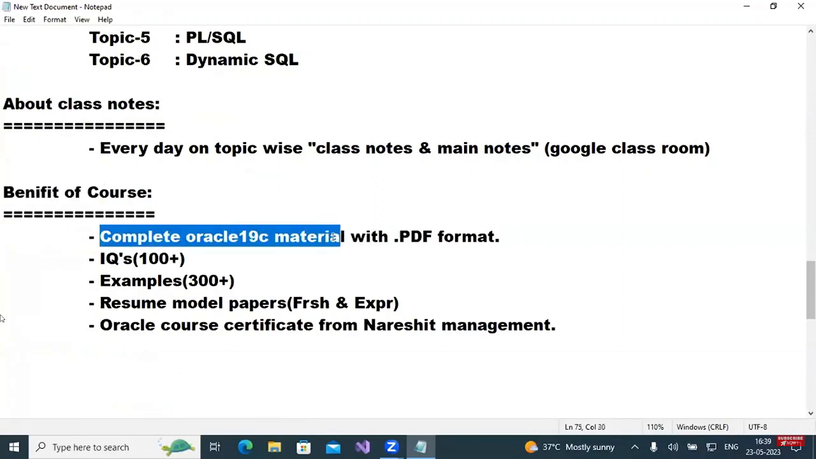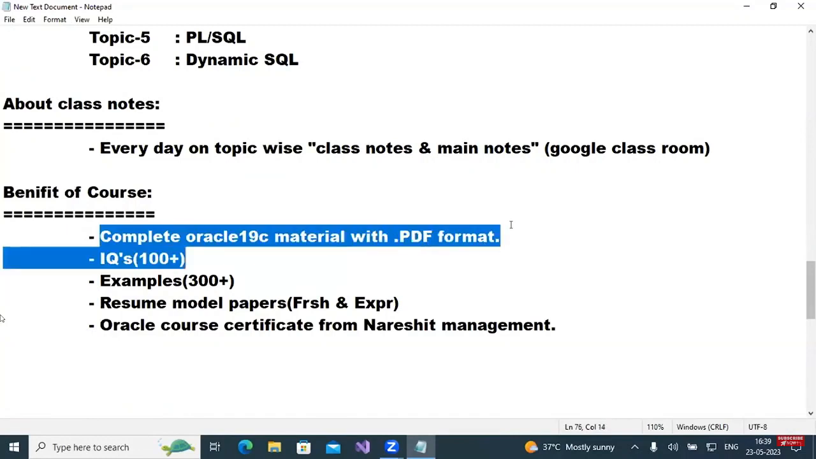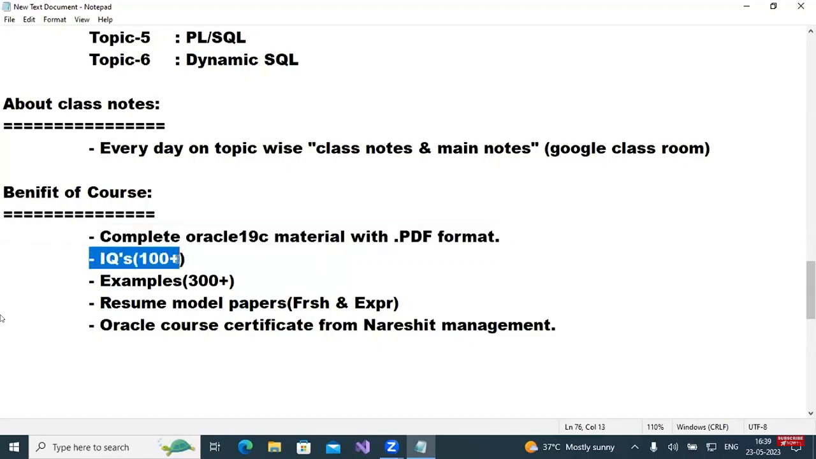This is my own handwriting. I prepared my own material as per my 10 plus years of experience, as well as IQs, interview questions. I gathered these IQs from many interviews. When my students go to some interview, they come back and tell me, sir, this question was asked to me. Like that I collected 100 plus questions here with the answers. This is useful if anybody tries for jobs in Oracle, so that's why I prepared that.